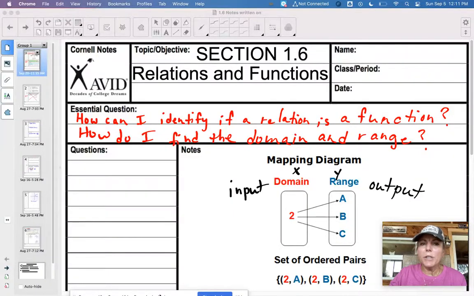Section 1.6, Relations and Functions. Please write down the essential question. How can I identify if a relation is a function? There's actually another essential question. How do I find the domain and range?